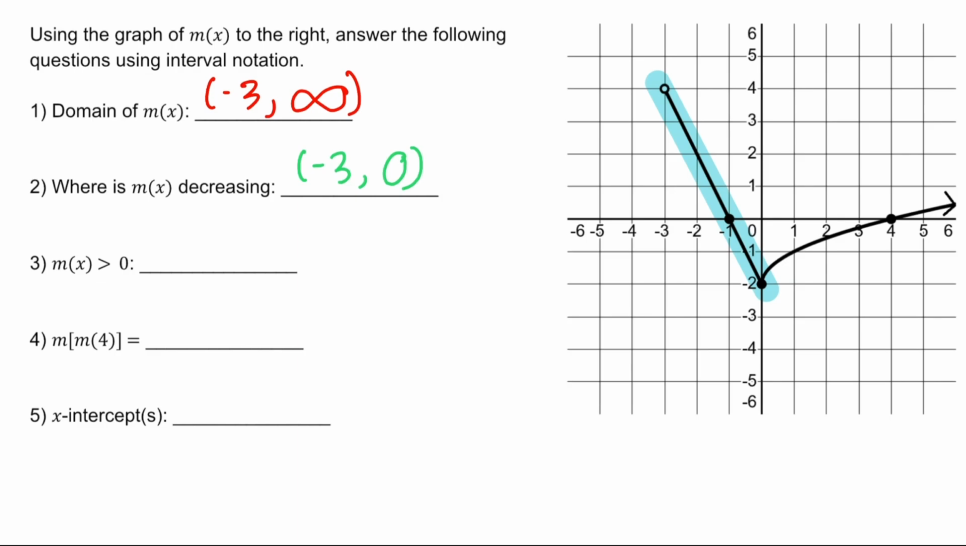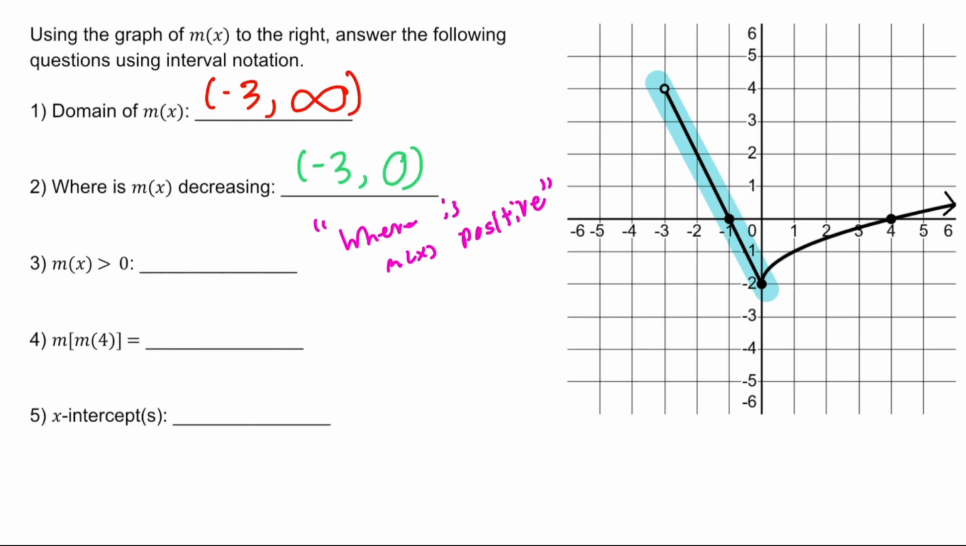Okay, question 3. Where is m of x greater than 0? Now, I could have also asked this a different way. I could have asked, well, where is m of x positive? This is another way I could have phrased the question. So you could see it like this, or you could have been asked it like this. And I'm asking you, well, m of x, that's our output, right? Where's the output positive? So we're going to have to think above the x-axis, right? These are our positive output values. So I'm asking you, essentially, where is the graph above the x-axis?